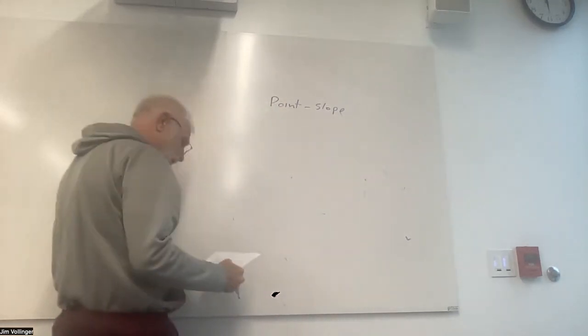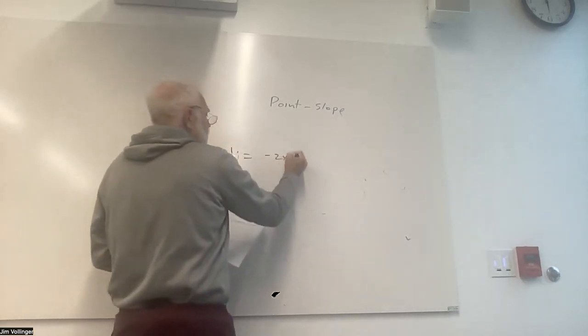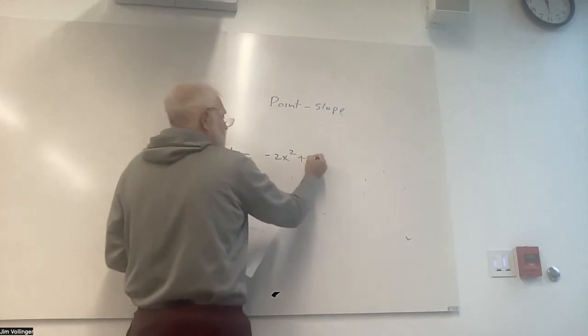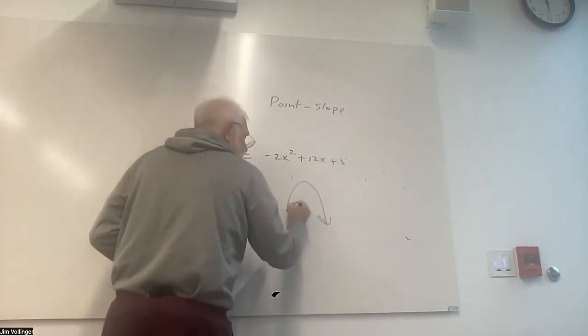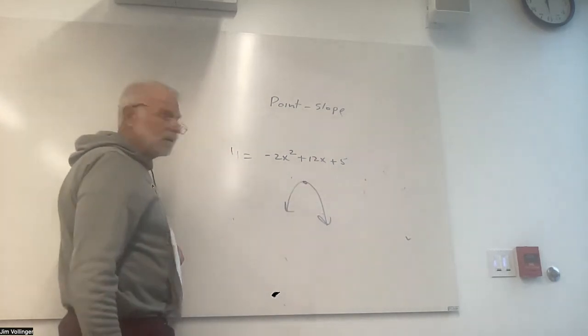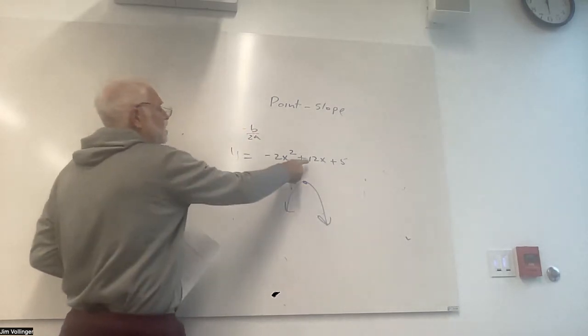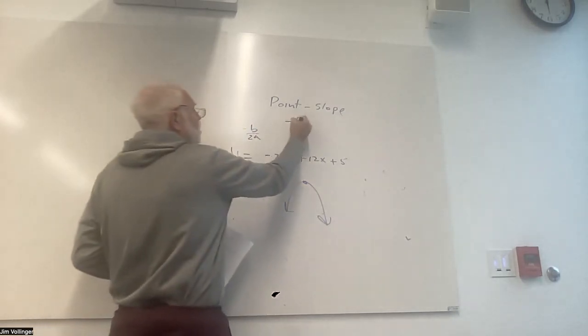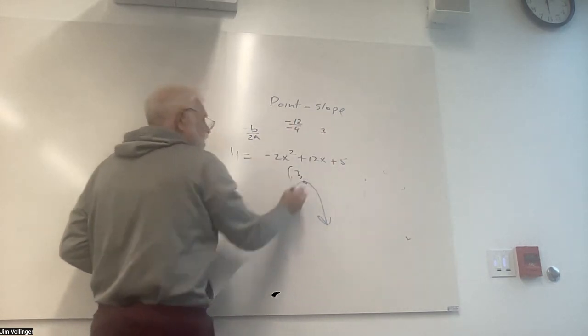And I use the slope to get another point. So y equals minus 2x squared plus 12x plus 5. At the end of the term, I want to know if you know that's cup shaped down. I want to know if you can name the vertex. The vertex comes from minus b over 2a. And so that's minus 12 divided by minus 4, which is positive 3. So there we go, we got that.